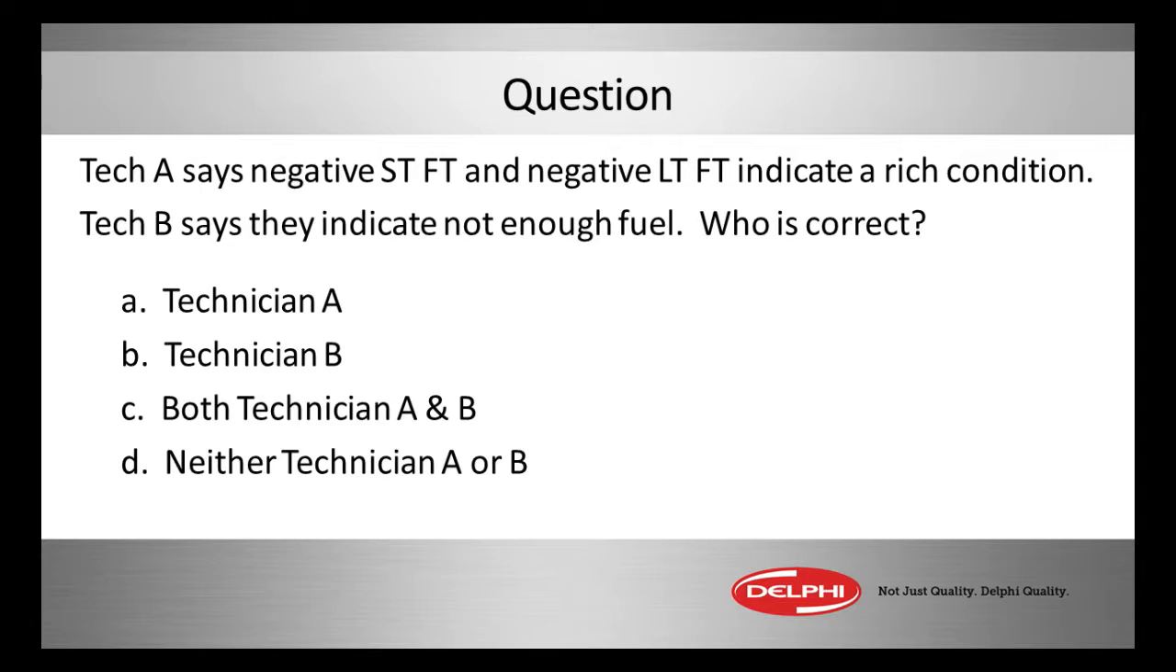Tech A, speaking of ASE style questions, Tech A says a negative short-term fuel trim and a negative long-term fuel trim indicate a rich mixture. Tech B says they indicate not enough fuel. Who is correct? Make your choices on your computer now. Should be an easy one for you.